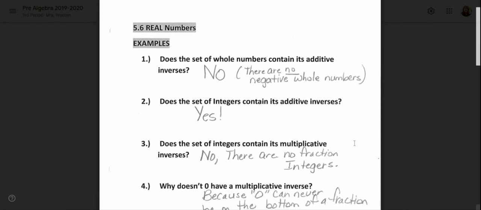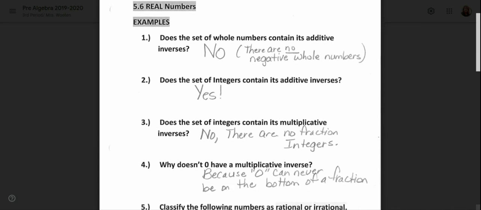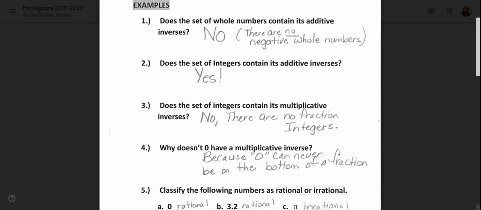Number 3, does the set of integers contain its multiplicative inverses? A multiplicative inverse is its reciprocal. For instance, 5 and 1/5 would be multiplicative inverses that multiply to get 1. Well, 5 and 1/5 are multiplicative inverses, and 2/5 and 5/2, 7 and 1/7. Well, there are no fraction integers, so the set of integers does not contain the multiplicative inverses. Or all of them do not, I should say.